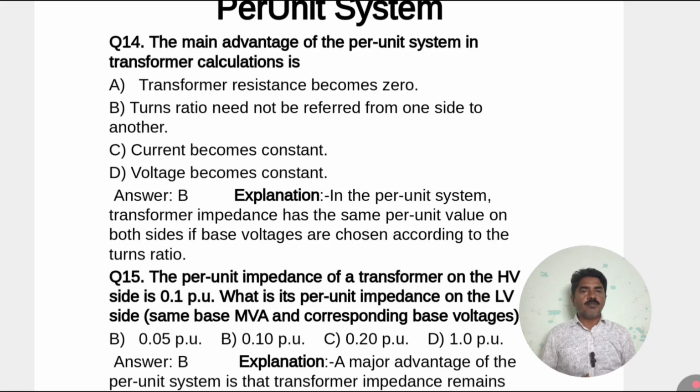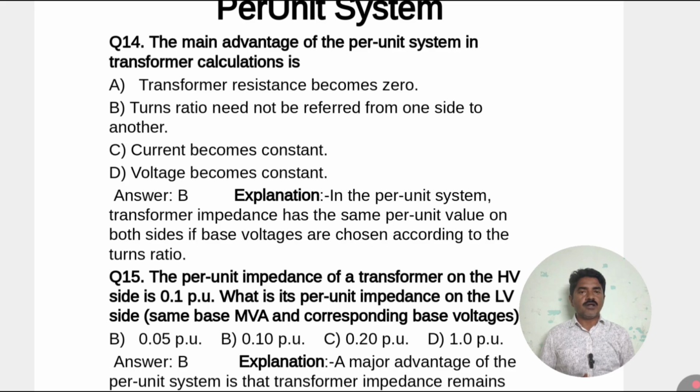15th one, the per unit impedance of a transformer on the HV side is 0.1 per unit. What is the per unit impedance on the LV side? Here in transformer, both side per unit impedance is same. That is, B is the answer. 0.1. Primary side is 0.1.